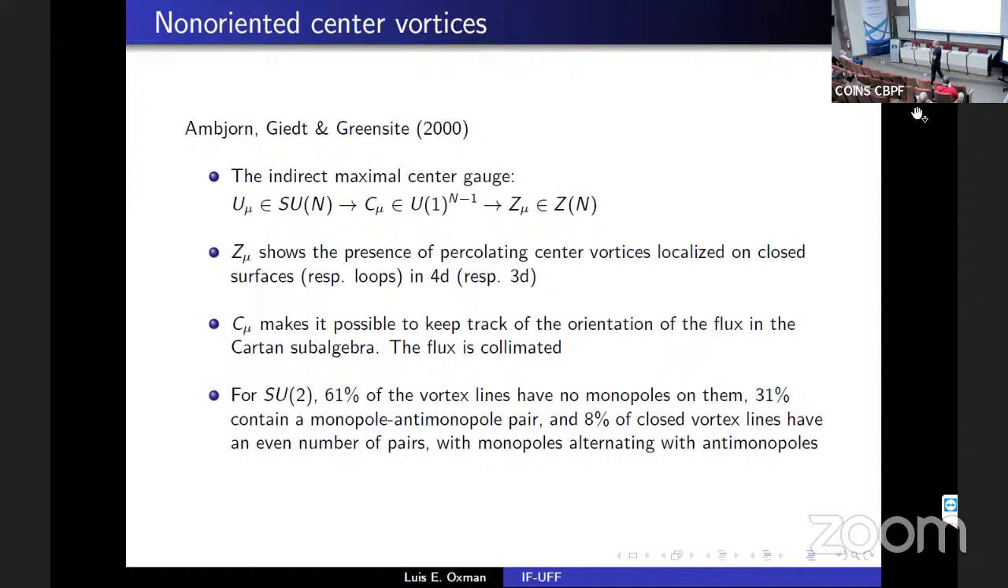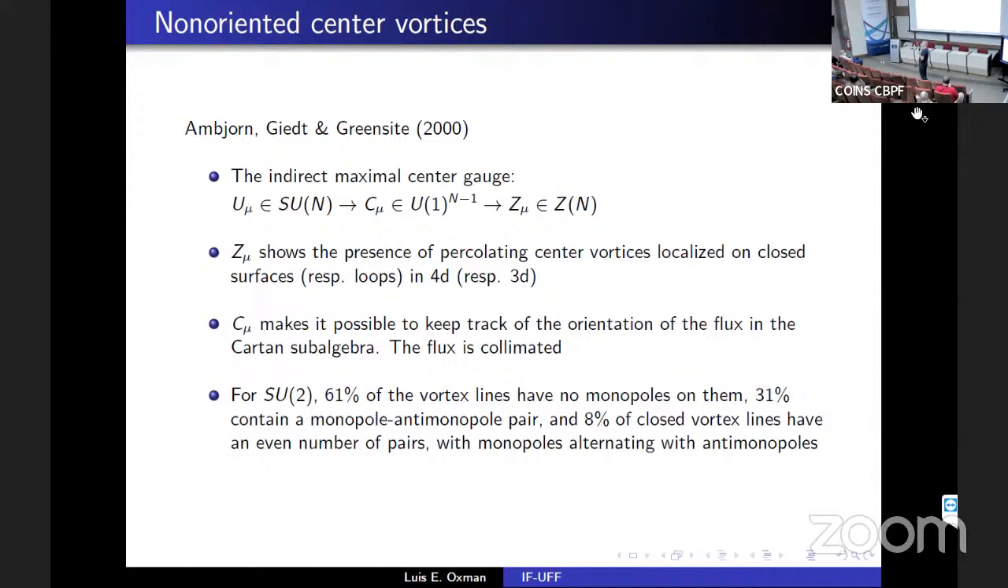What is nice about this gauge in the lattice is that you can use the center to detect center vortices, but then you can use the Cartan variables to see what's going on with the flux orientation. It's like the center vortices are some kind of bones, and the Cartan degrees of freedom give some meat to them, because I'm from Argentina, so for me this picture is important. But okay, so you have this flux associated with the Cartan directions that can change at monopoles.